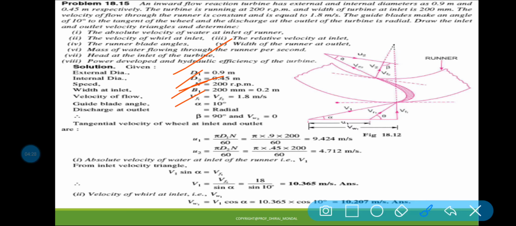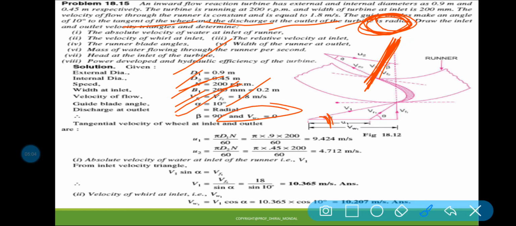The guide blade makes an angle of 10 degree, that means alpha is given as 10 degree, to the tangent of the wheel, and the discharge at the outlet of the turbine is radial. Very important point. At the turbine outlet the discharge is radial, that means beta is equal to 90 degree. Clear? So that is why Vw2 will be 0.